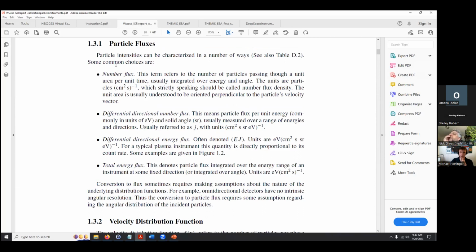I can already tell it's going to introduce number flux and differential directional number flux, because my head is usually spinning when I look at these different ones. They all have different uses, but you were probably showing total energy flux. I think that's what is typically given on CDAWeb, unless you specifically ask for directional differential energy flux. That would be a subset of that spectrogram from only when the detector is pointing in a certain direction, for example.